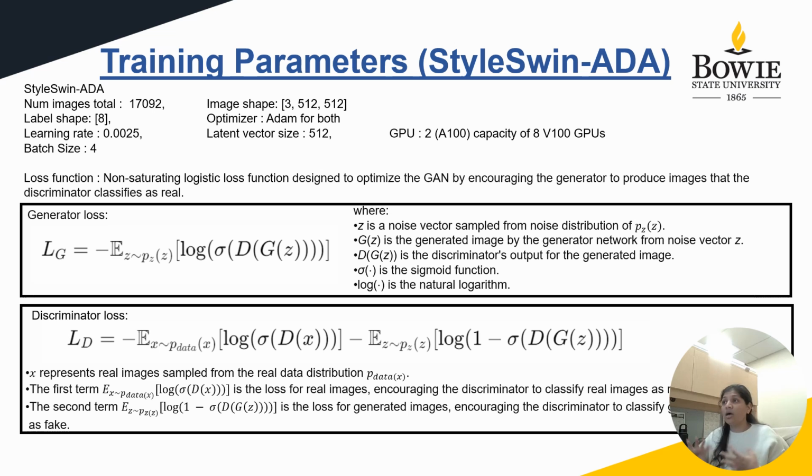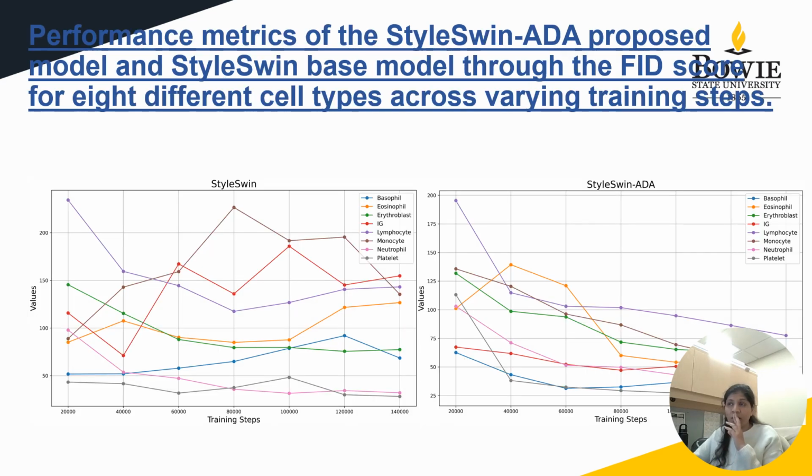So we train the model with the same layers and architecture used by StyleSwin. We add ADA to it to protect the model from overfitting. After that, these are the results.